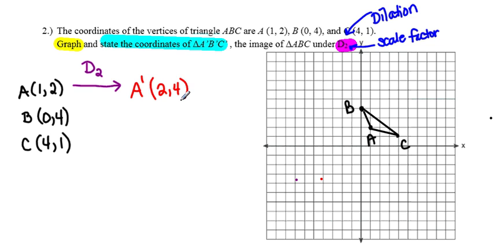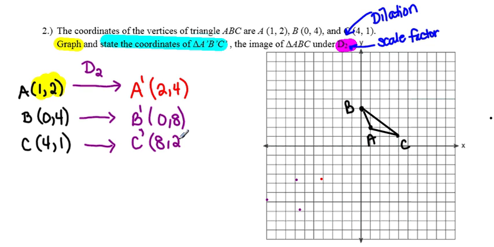And to get that, all I did is I took the original x and y values, these guys right here, and since my scale factor was 2, I multiplied each of those by 2. And if I go through and I do that for each of my coordinates, I find that the image of B prime under a dilation with a scale factor of 2 is (0, 8). And C prime, after a dilation with scale factor 2, becomes (8, 2).